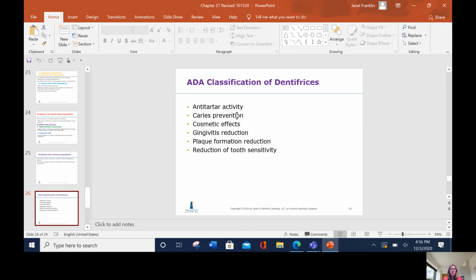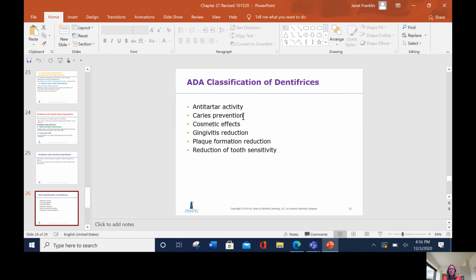Caries prevention: they all usually contain some level of fluoride. Fluoride gets a lot of public attention. There are a lot of people that avoid fluoride in toothpaste and mouth rinses. You're going to see a lot of patients that do that, or you yourself, or you may know people that do. So do your research on what products are out there and available for patients to use. Cosmetic effects usually are whitening. So whitening agents are in a lot of different toothpastes.